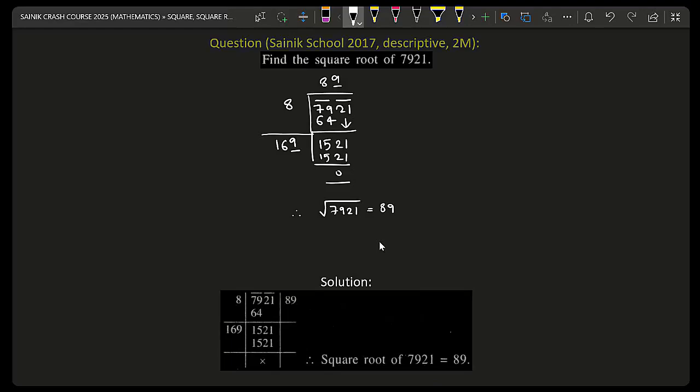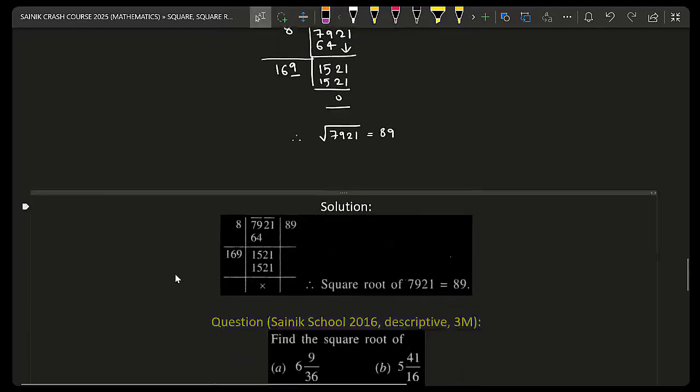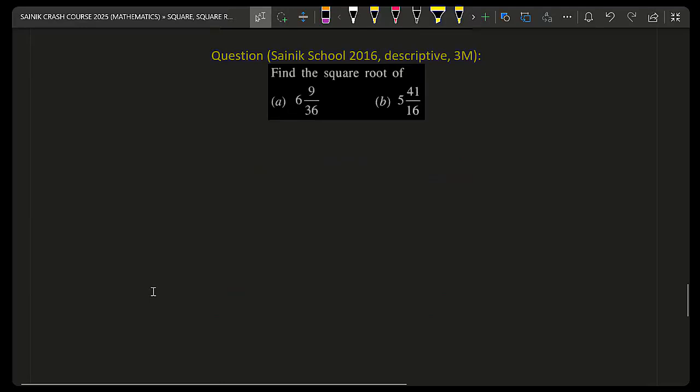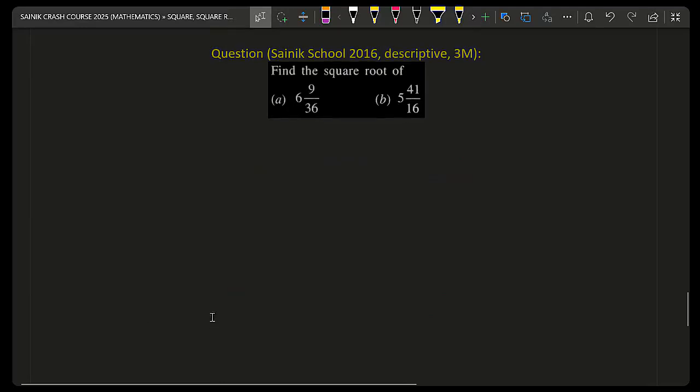This is the answer. And we go on to the next question now. So all of you try the next question. Find the square root of these two mixed fractions. Who will try the answer? Then you can try the first question. Yes, sir.